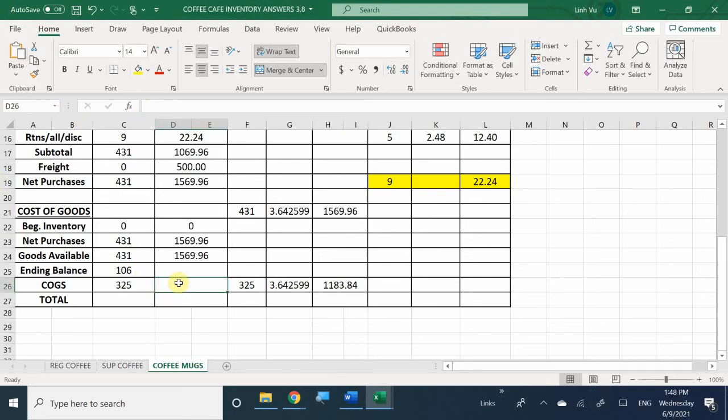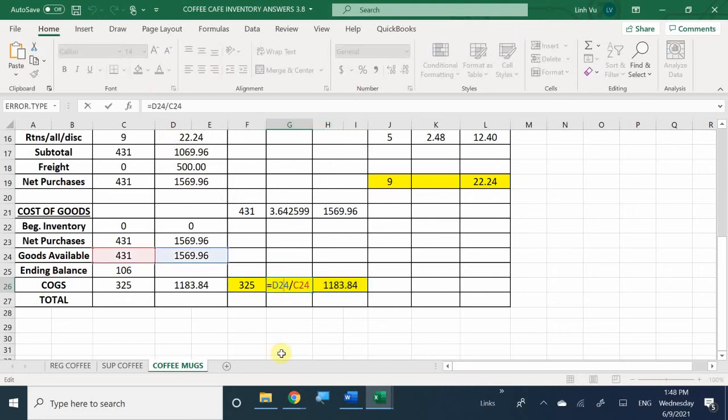All right, excellent. Could I see the formula in G21, please? Give me 1 second. This one? Next to the 431. G21, between 431 and 1569. It's 1569 divided by the 431.